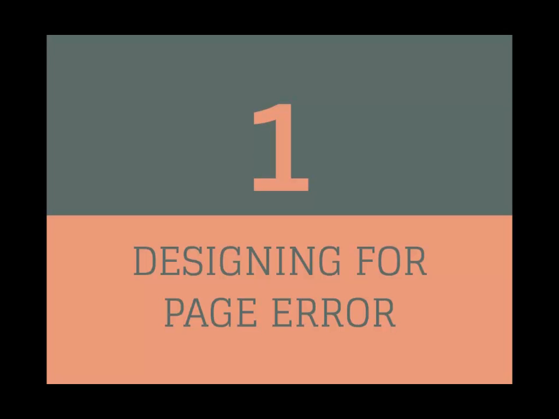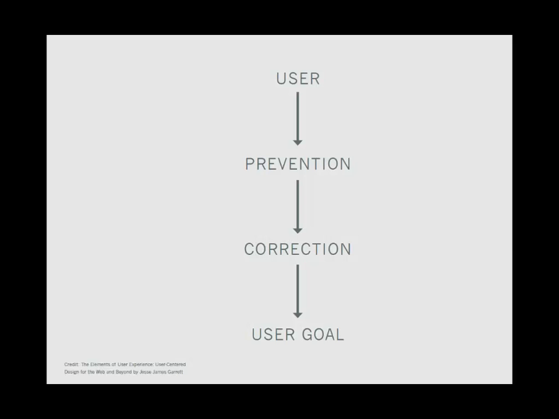And to me this is very important because while developing a web page, I think this tends to be one of the most overlooked aspects. You'll see a process here. There's a really well-known usability expert, Jesse James Garrett, who developed this process in his book, The Elements of User Experience: User-Centered Design. And it goes from user to prevention to correction to user goal.